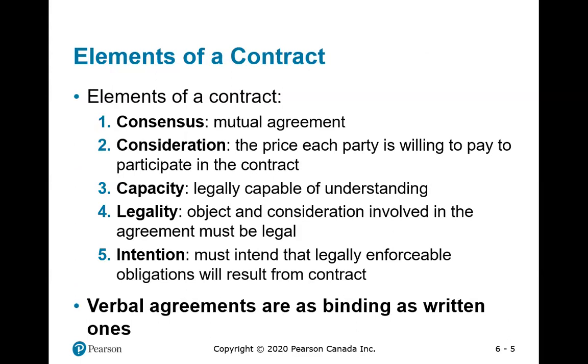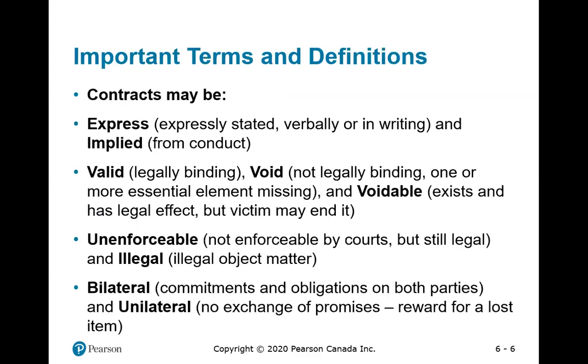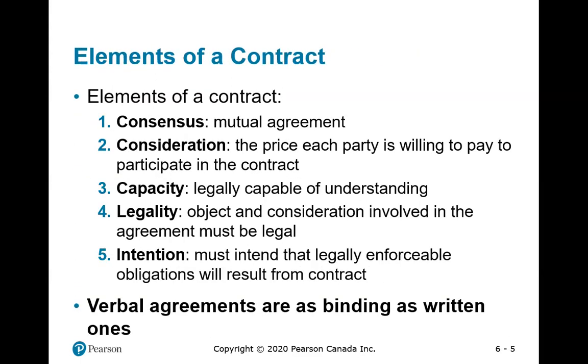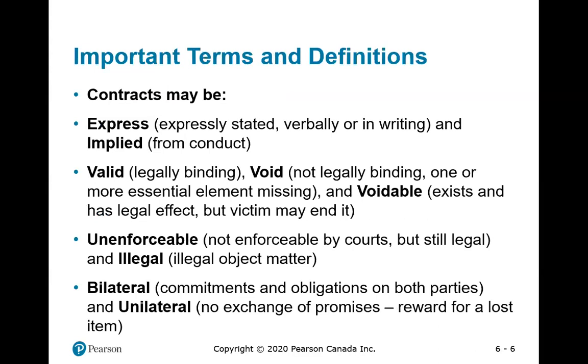This is a valid contract. A void contract is a contract that is missing one of these four required elements. If a contract is valid, it is binding on the parties. It does produce its legal effects. If a contract is void, it's not binding. It does not produce the legal effects.